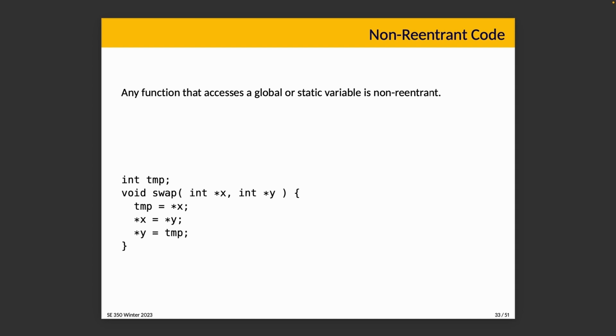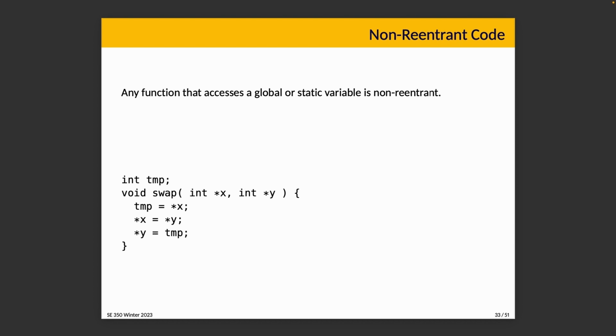And why is this example not reentrant? Well, reentrancy requires that we could pause it at any step of the execution, call that function again from a different thread with different values, and not have any change in the result.